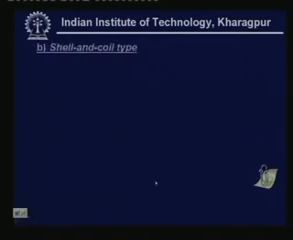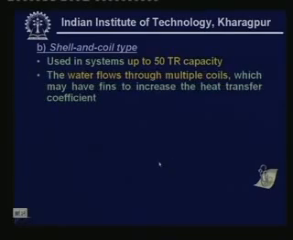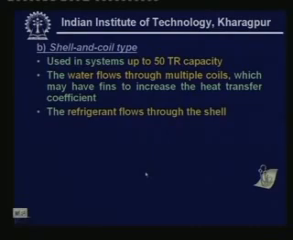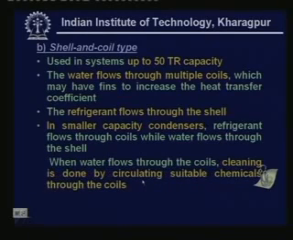Now let us look at shell and coil type. These types of condensers are used in systems up to 50 ton capacity. The water flows through multiple coils which may have fins to increase the heat transfer coefficient. The refrigerant flows through the shell. However, in small capacity condensers, the refrigerant flows through the coil while water flows through the shell. When water flows through the coil, cleaning is done by circulating suitable chemicals through the coils.